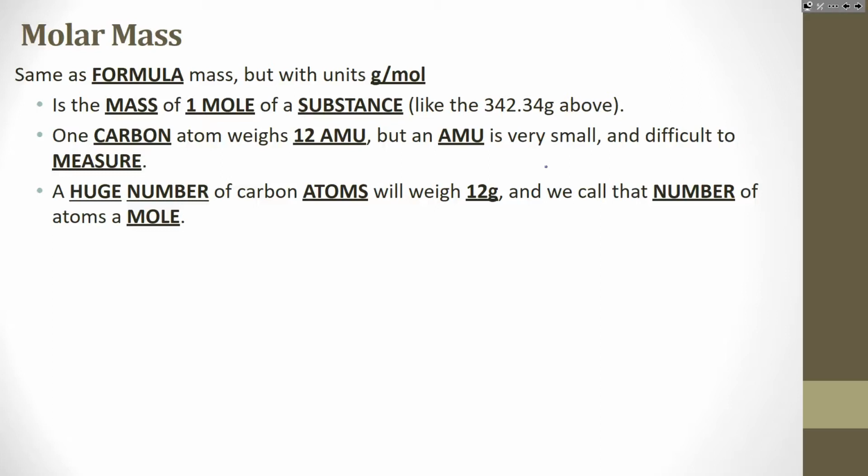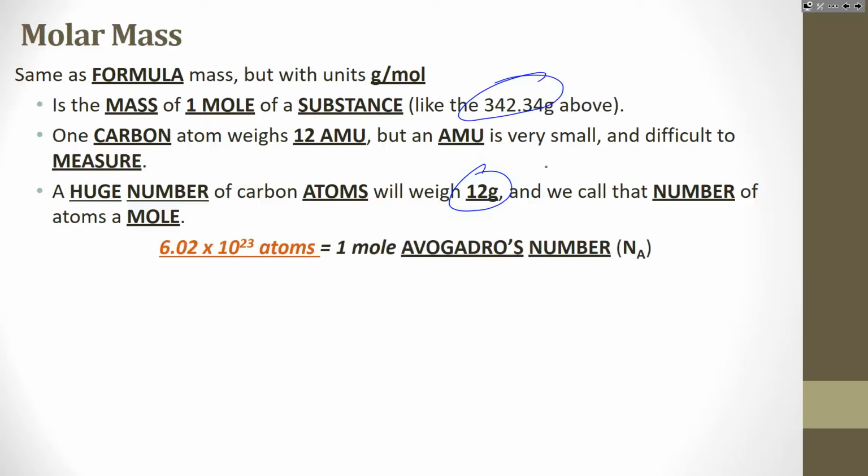So like the sugar above, or the 12 grams of carbon. 1 carbon atom weighs 12 AMUs. A huge number of carbon atoms would weigh 12 grams. It just so happens that the number of carbon atoms and the number of sugar molecules to weigh those masses happens to be the same. And that number is 6.02 times 10 to the 23rd.